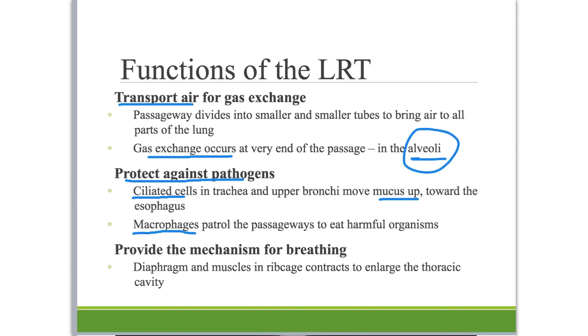And then your lower respiratory system is where we are able to have the mechanical stuff going on, the mechanism for actually breathing, for ventilation, for bringing air in and moving air out. And that's primarily the work of the diaphragm and the various muscles in the rib cage. They contract, which makes this space around the lungs, which is called the thoracic cavity, get bigger, and that allows air to come in.